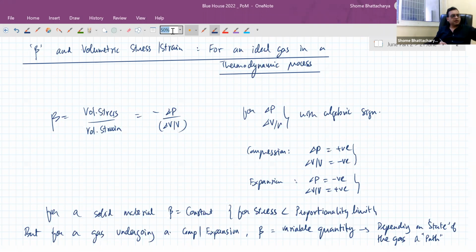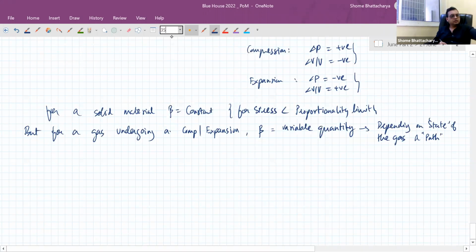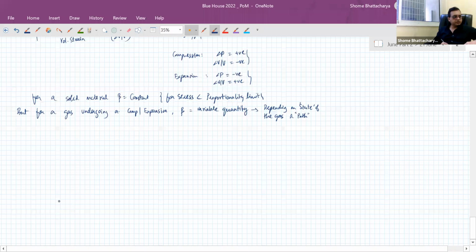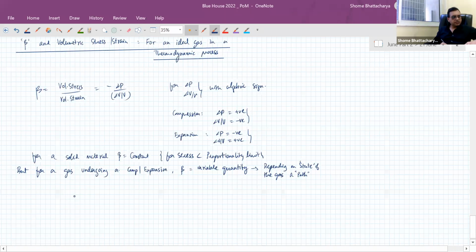Once we understand that this is a path function, and this is like a non-uniform quantity, so it's like an instantaneous quantity. So if the gas is going from a state of P, V to a state of P plus dP, V minus dV, for a compression, or it is going for an expansion where the pressure is decreasing by dP and the volume is increasing by dV.